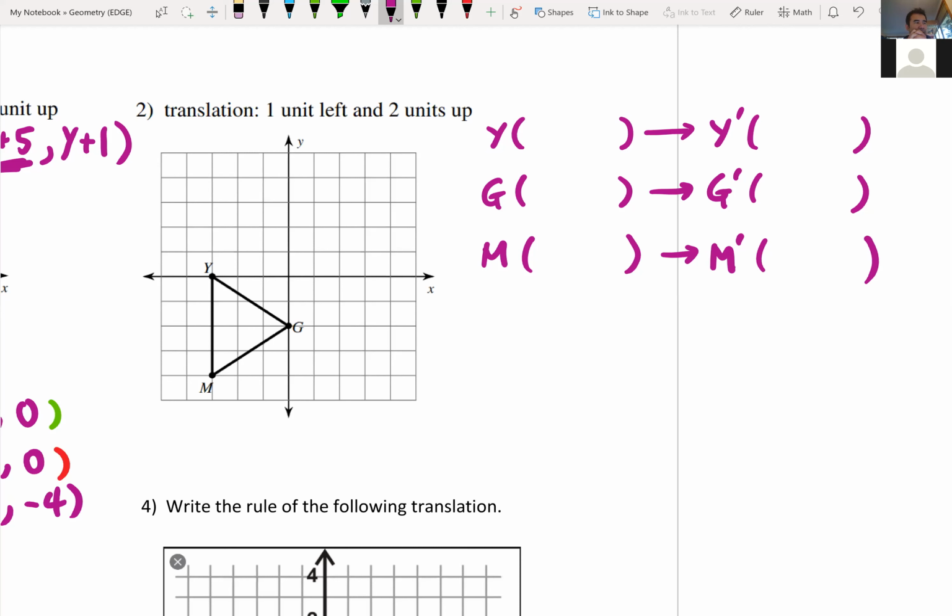Would you indicate if you're done with number 2? If you've got all the 6 coordinates figured out, just type in like, I'm done. Okay, thank you, Oliver. Anybody else?